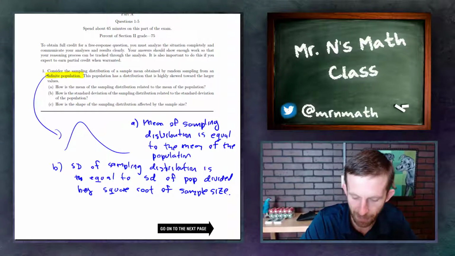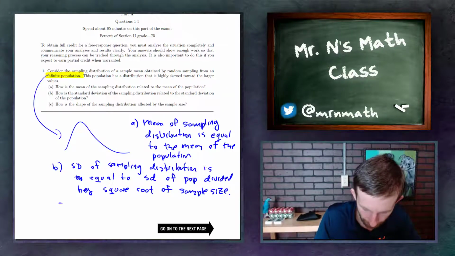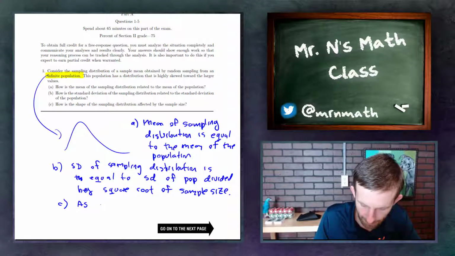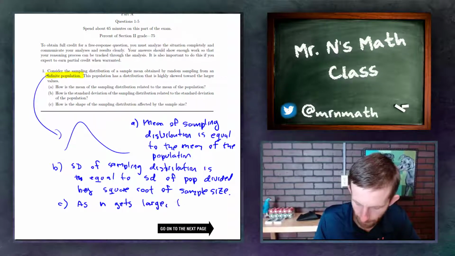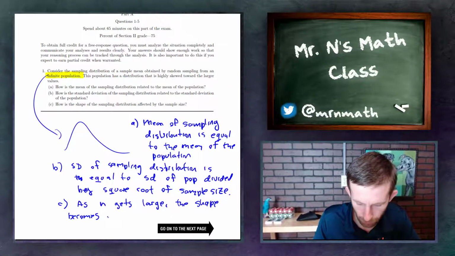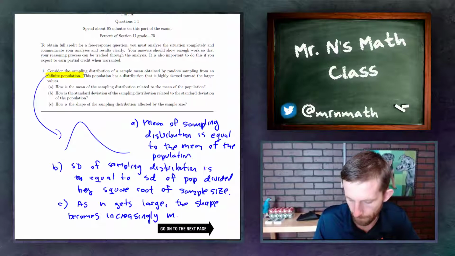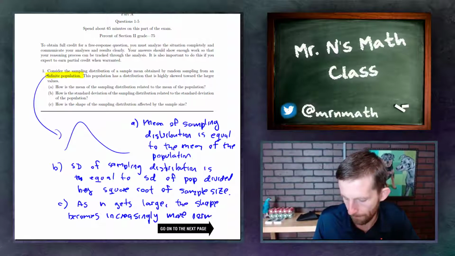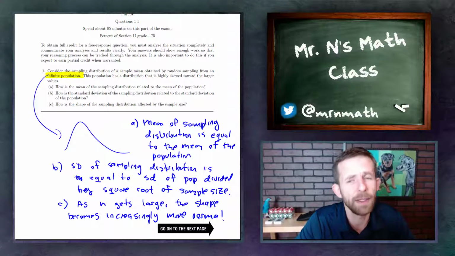And the last one: how is the shape of the sampling distribution affected by the sample size? As n gets large, the shape becomes increasingly more normal. So those are the three key takeaways from the central limit theorem, and we're going to start applying those in the next lesson when we start talking about confidence intervals.